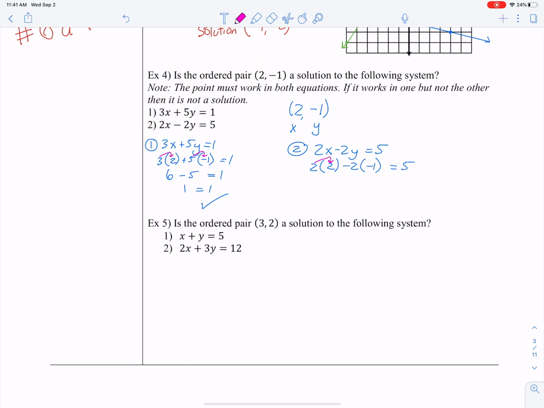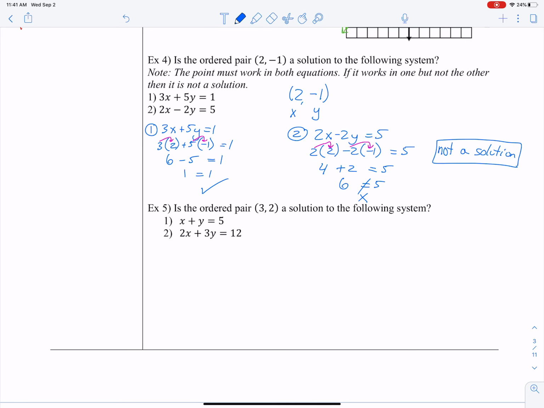So this needs to multiply here. This needs to multiply here. So 2 times 2 is 4. Minus 2 times minus 1 is going to be positive 2. 4 plus 2 is 6. 6 and 5 are not the same number, so this one fails. As soon as you have one that fails, this is not a solution. It's not a solution.